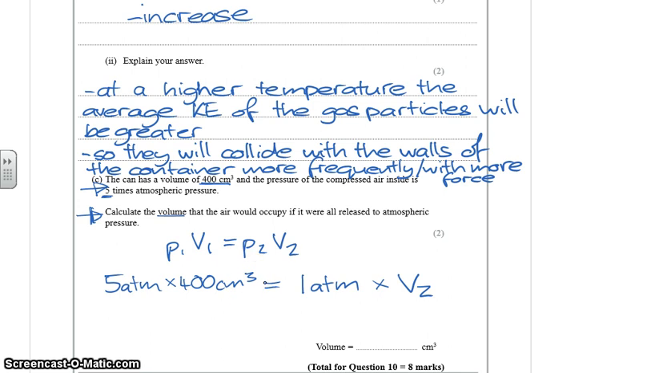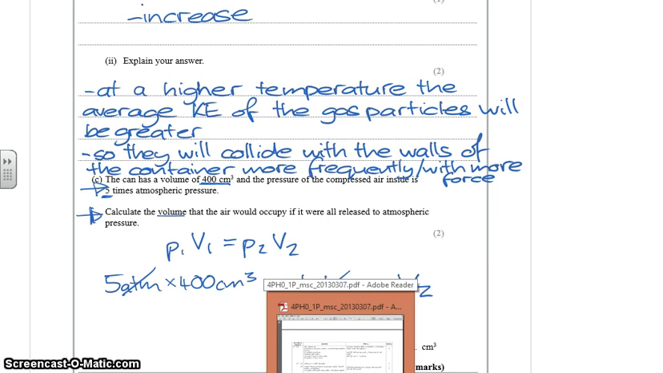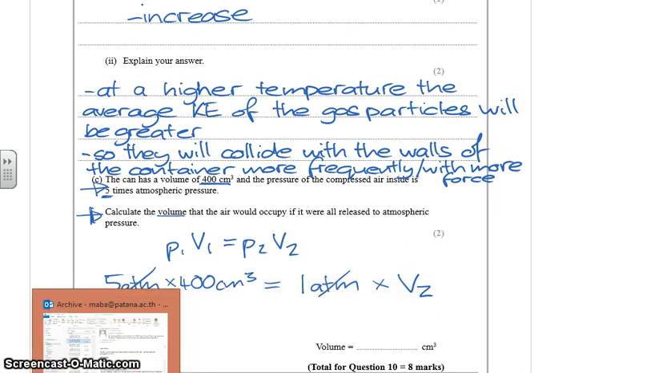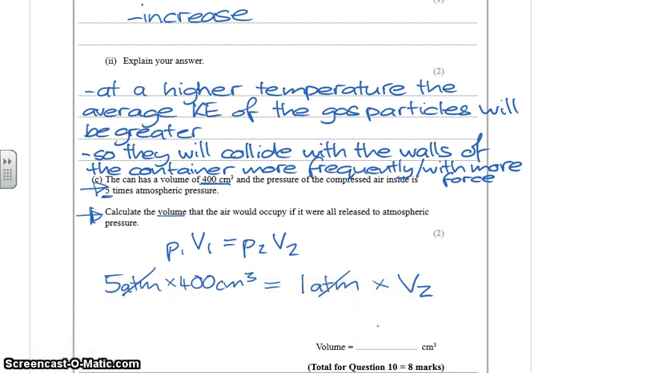Now, because of the nature of this equation, it doesn't matter what units you use for pressure, because they just cancel out, so you can use atmospheres or bars or pascals, and then the units for volume are the same. As long as they're the same on each side of the equation, then that's absolutely fine. So the volume is 2000 centimeters cubed.